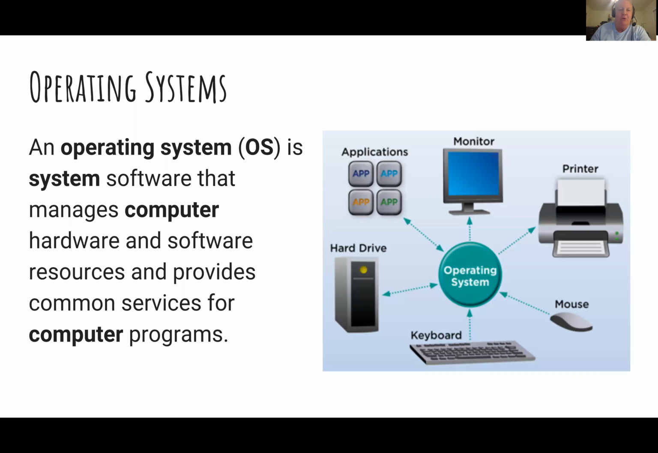So the first thing we're going to go over is operating systems. A computer needs an operating system to actually work. Otherwise, how is a computer going to know what to display, what to do? And when computers first came out, there was a limited number of operating systems.